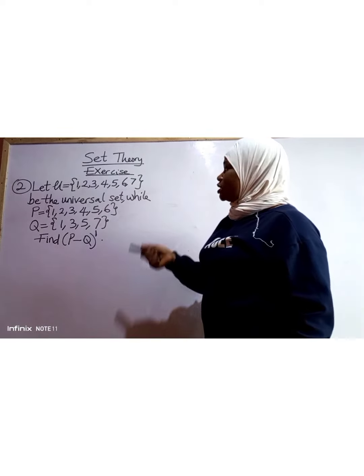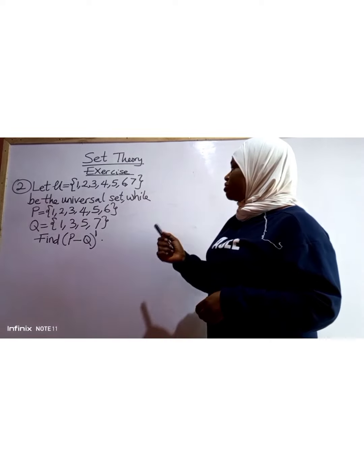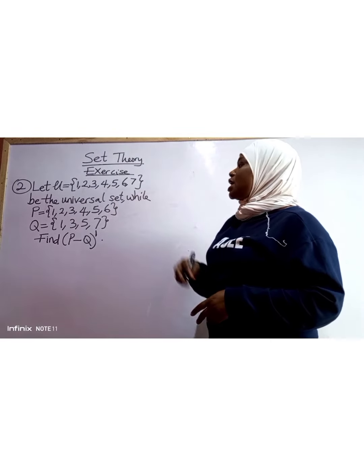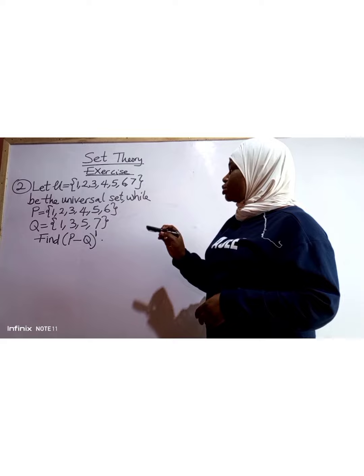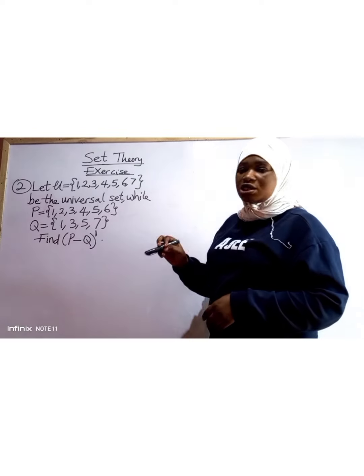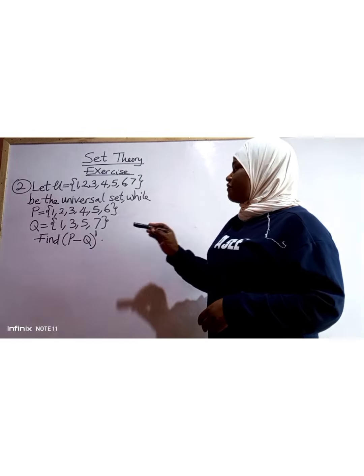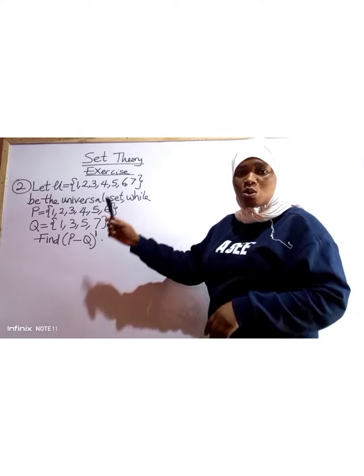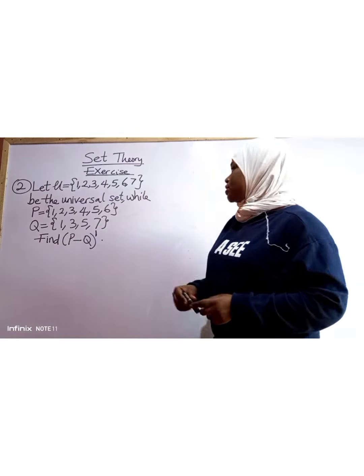Number 2. Let the universal set be equal to {1, 2, 3, 4, 5, 6, 7}. P is equal to {1, 2, 3, 4, 5, 6}. Q is equal to {1, 3, 5, 7}. Find P minus Q in complements.